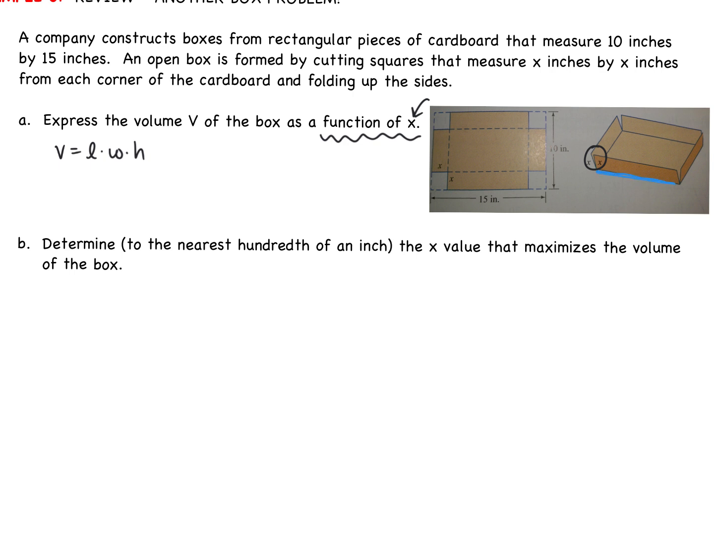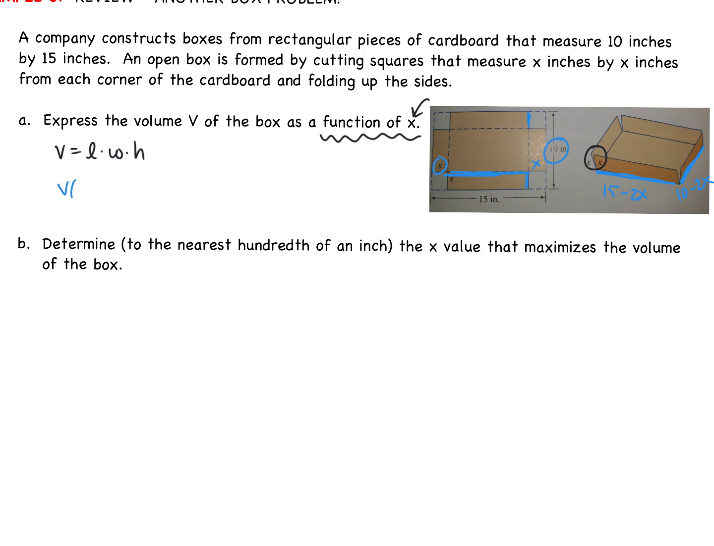This part is the length right here, and then this is our width. What I want us to recognize from the flat piece of cardboard is that 15 is not the length. 15 is the entire side, but this part is the length. So 15 is the whole side, but then we cut out x and we cut out x again. So our length is 15 minus 2x. Similar idea for the width. All of this is 10, but we cut out x and we cut out x again. So our width is 10 minus 2x.